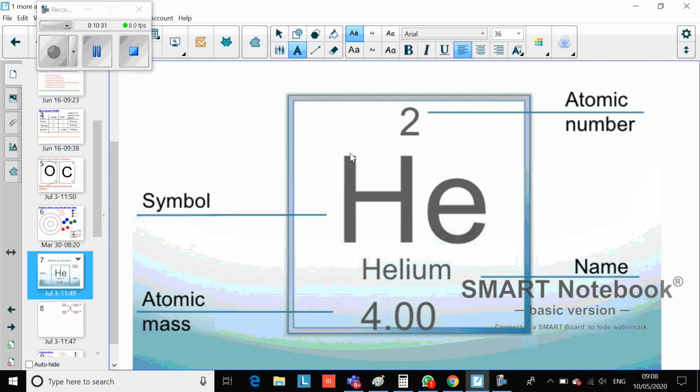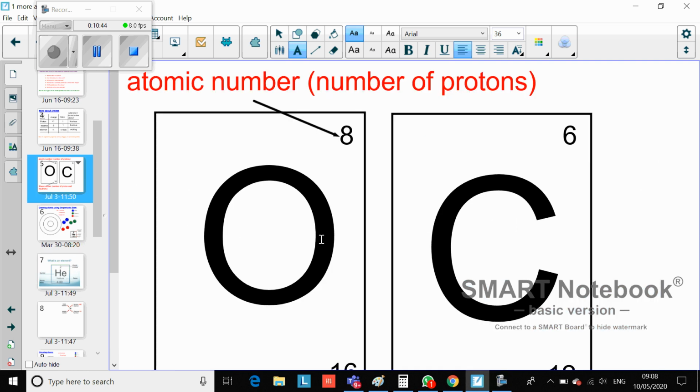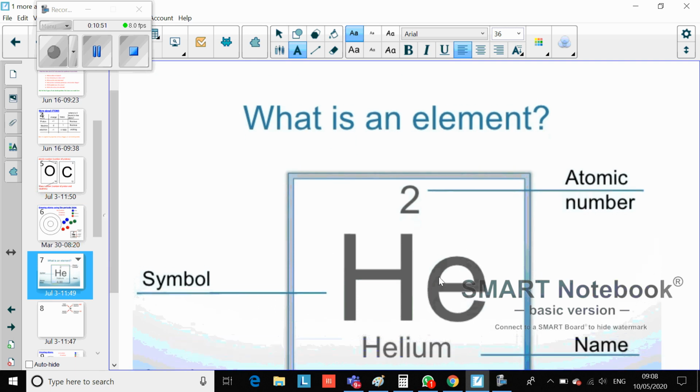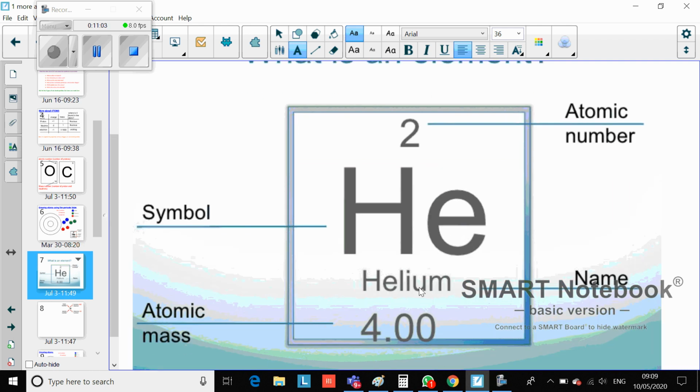Its symbol is capital H, lowercase e. Now this is also interesting. Every element, you'll notice, starts with a capital letter. Some, like oxygen, are just single letters of the alphabet on their own, O. Some, like helium, have a second letter in lowercase. That's because just H on its own was already taken by hydrogen. So because it begins with H as well, they put a little e to show that it's helium.